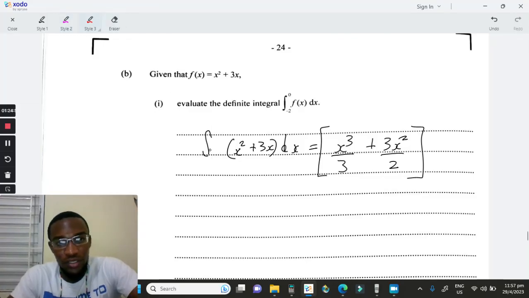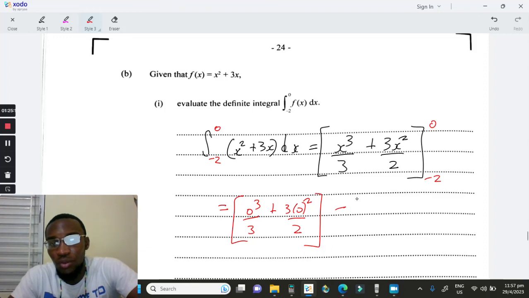I wrote the limits wrong. This is from minus 2 to 0. So first put in the 0 part. That's 0 cubed over 3 plus 3 times 0 squared over 2. Subtract, when we put in the negative 2, that's negative 2 cubed over 3 plus 3 times negative 2 squared over 2. And then we punch that into the calculator.